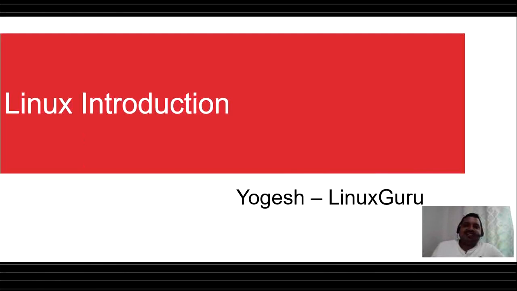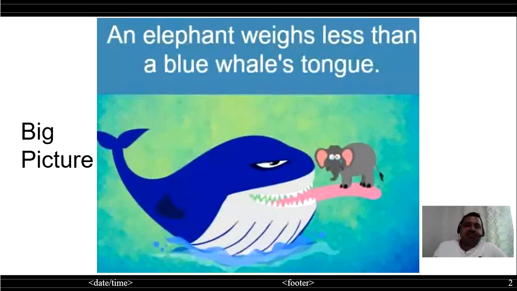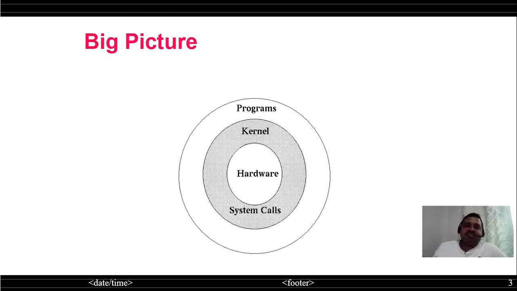Hello friends, let's start. Today we'll see the big picture of Linux. It's a really big topic, and you need to understand it. What we are showing here is that when we write a program in Linux, we are using the kernel, and the kernel is completely controlling the hardware as well as the user programs. So the kernel is an interface between the hardware and the user program.